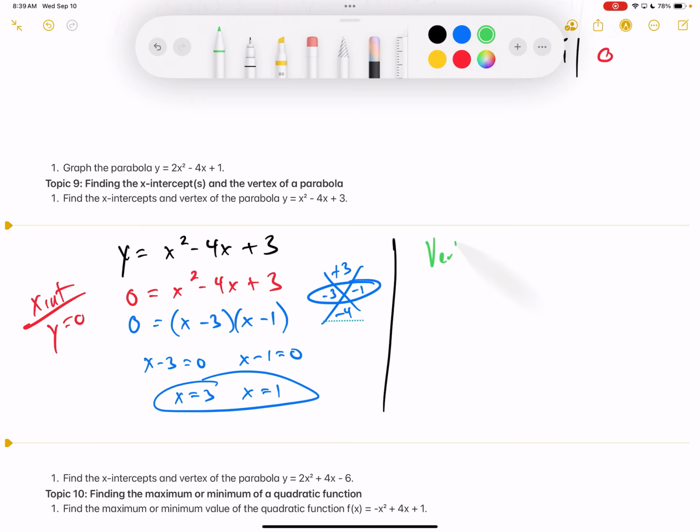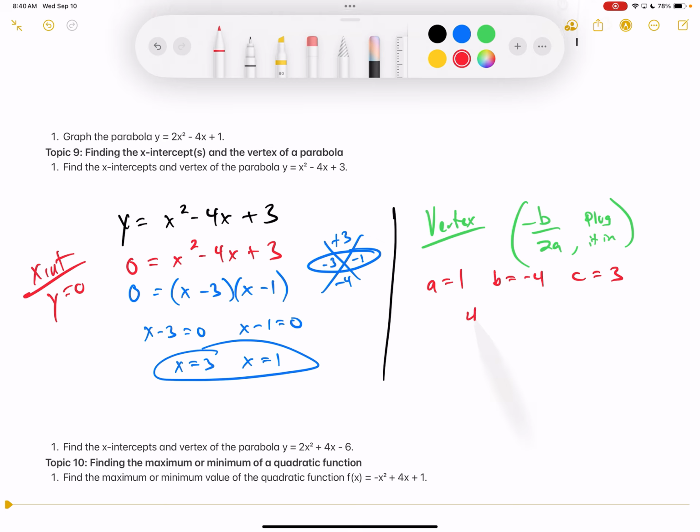To find the vertex, I'm doing the formula, the opposite of b over 2a, and then plug it in to find the y. So write what a equals 1, b equals -4, c equals 3. So the opposite of b is -4, so I'm going to do +4 over 2 times a. That would be 2. So that is my x value of my vertex.